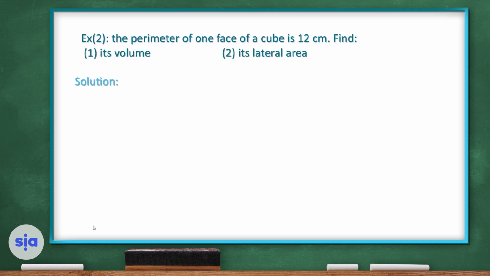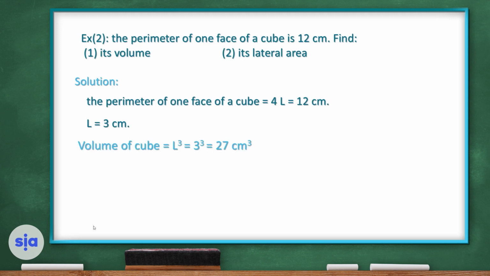Exercise number 2. The perimeter of one face of a cube is 12 centimeters. How can we find the volume and the lateral area? The face of a cube is a square, then the perimeter of the square is 12 centimeters, so each side is 12 divided by 4, so the side length is 3 centimeters long. So L is 3 centimeters long.